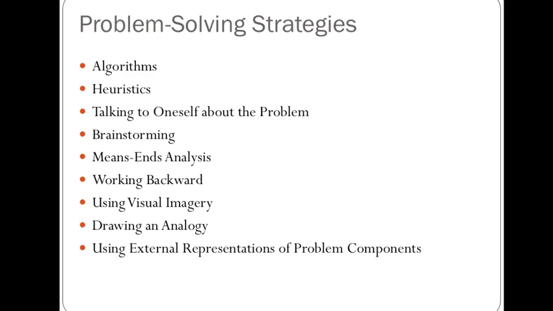So some other problem solving strategies that were mentioned in your book: sometimes even talking yourself through a problem can be one way to start to tackle it, brainstorming, working backwards from the problem to see how we got here. Using visual imagery can be helpful, drawing analogies, and then finally using external representations or even a 3D model of the problem can help you to better solve the problem.